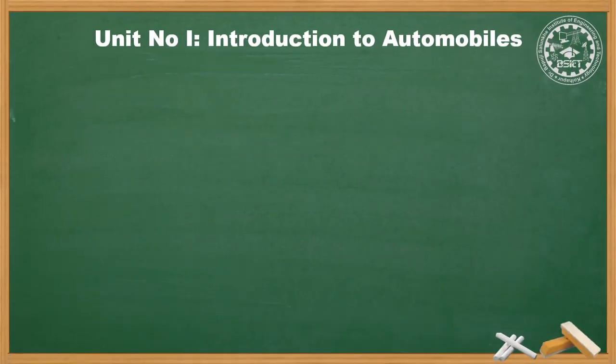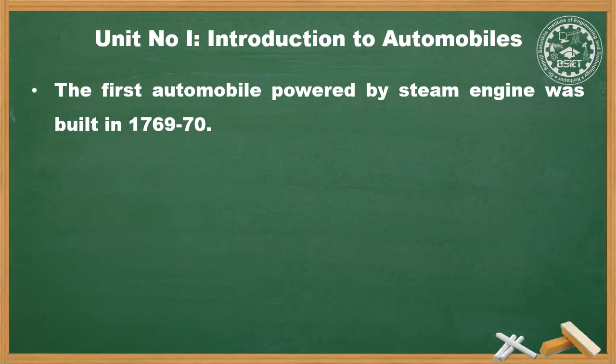The first automobile powered by steam engine was built in France by Nicolas Joseph Cugnot in 1769 to 70. It was a three-wheel vehicle having speed of 2.5 miles per hour. Oliver Evans in 1805 operated his Evans amphibian for the first time in Philadelphia, America. This vehicle was designed with four wheels and the body was in the form of a flat boat.